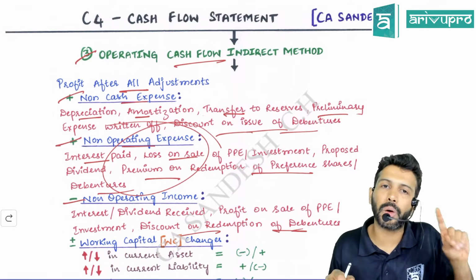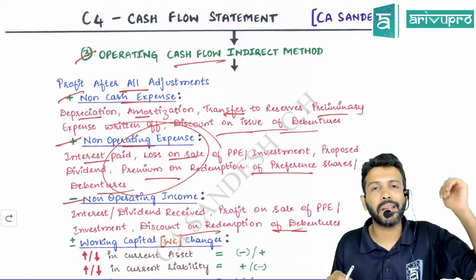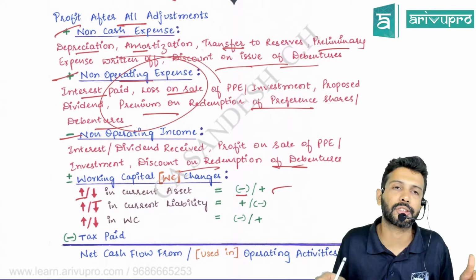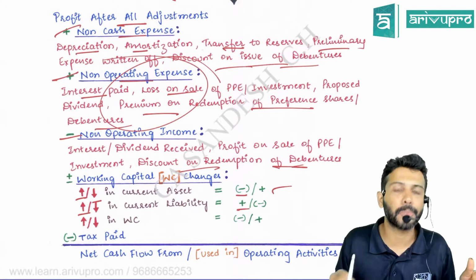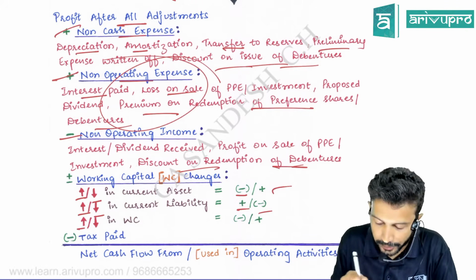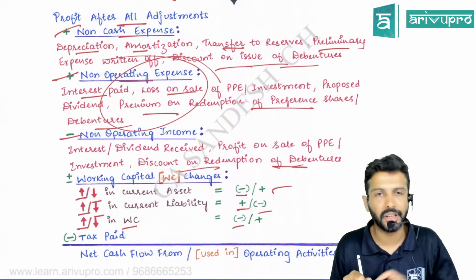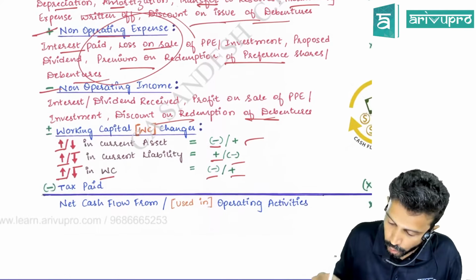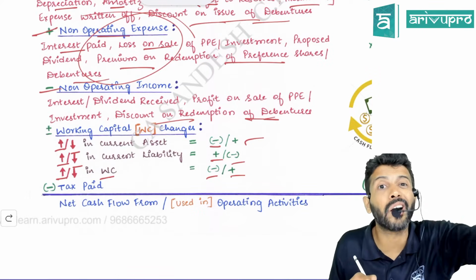Then we have to consider working capital changes. Increase in current assets means minus, decrease in current assets means plus. Increase in current liability means plus, decrease in current liability means minus. Or if they directly give you working capital, increase in working capital means minus, decrease in working capital means plus. This will give you cash flow from ordinary activities.